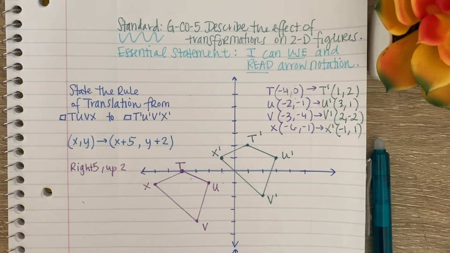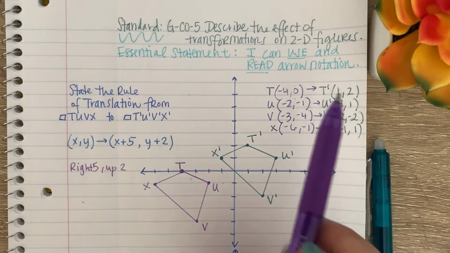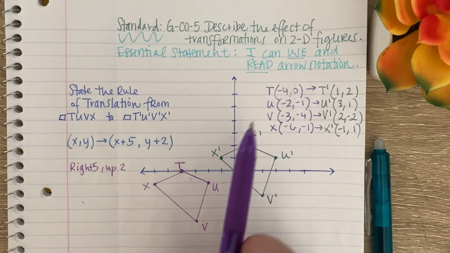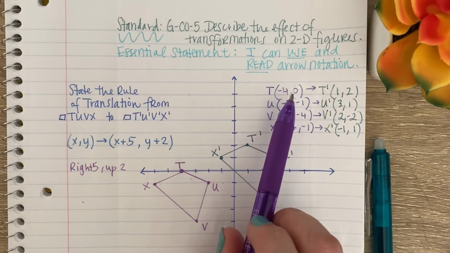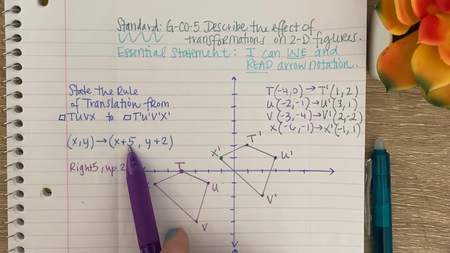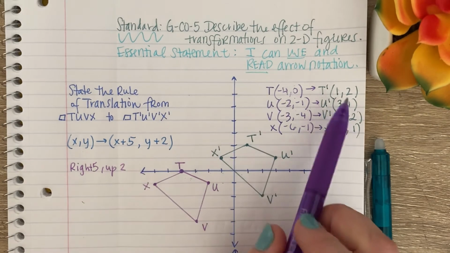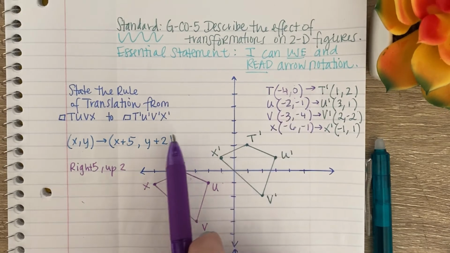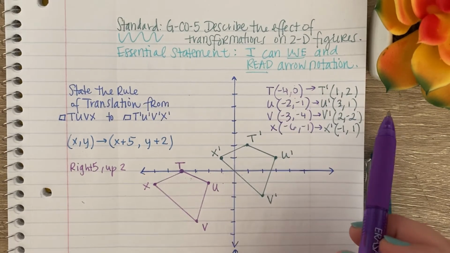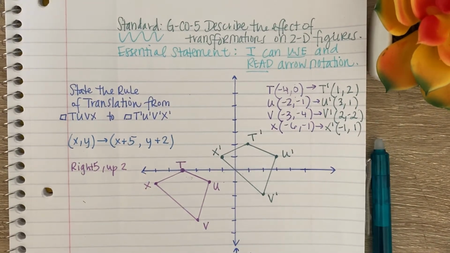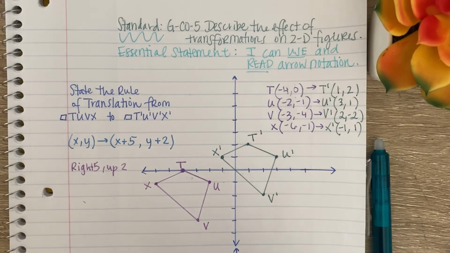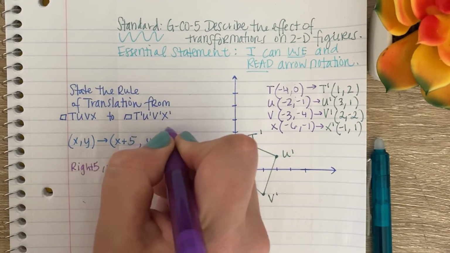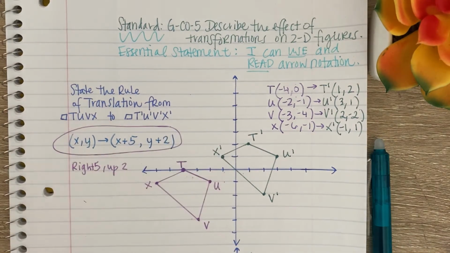Now, another way that you can double check this is if you look at your points right here, let's look at T, okay? So if I do -4 plus 5, I should ideally get 1. And -4 plus 5 is 1. And then if I do 0 plus 2, I should get 2, which is correct. So you can check your points that way as well. But this is what we were looking for right here.